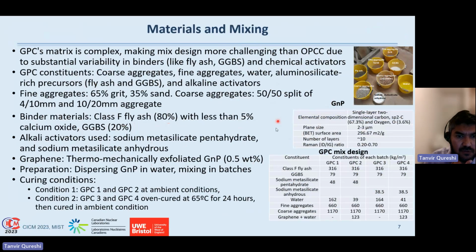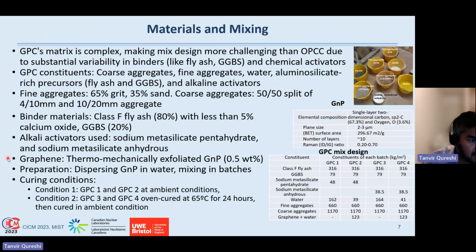And this table shows the properties of the graphene. The characterization shows the lattice is about 67.3% sp2 carbon, and the plane size is about 2 to 3 microns, with a surface area of about 300 meters squared per gram. And the number of layers is about 2 to 10.